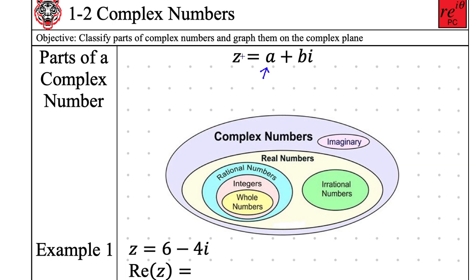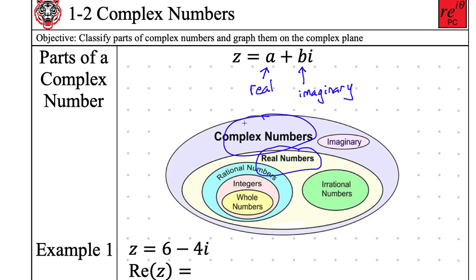So Z is a complex number. A is the real part. B is the imaginary part. B is imaginary because it's attached to that imaginary unit i, which we reviewed yesterday. So, the hardest thing to remember of today's lesson is this. Real numbers are part of complex numbers. That means if I give you the number 7, that is a complex number because technically 7 is a real number, which is part of complex numbers.